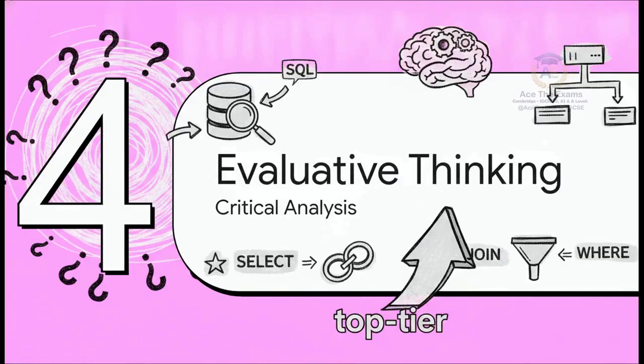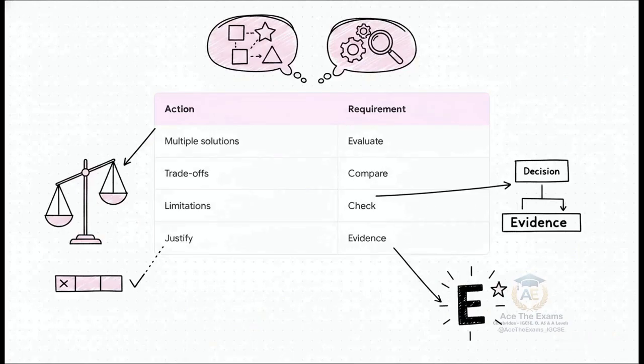Moving right along to Section 4, Evaluative Thinking. This is the critical analysis required for those top-tier marks. If you want to know what separates the average candidate from the absolute top tier, this table is it. Higher-order assessment objectives demand so much more than just writing functional code. They demand ruthless critical analysis.